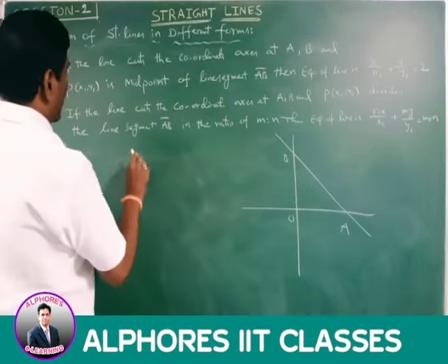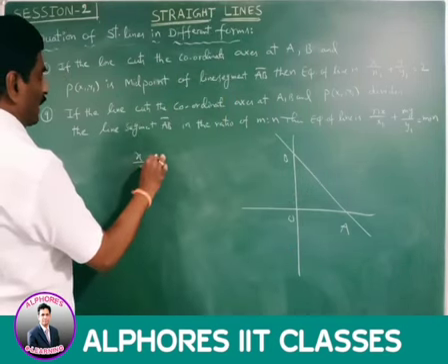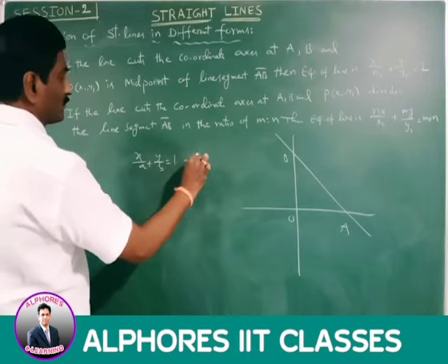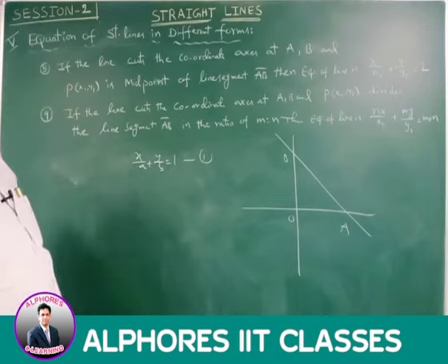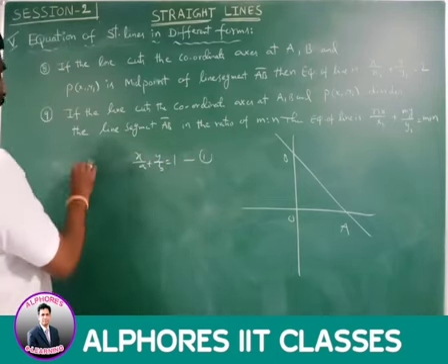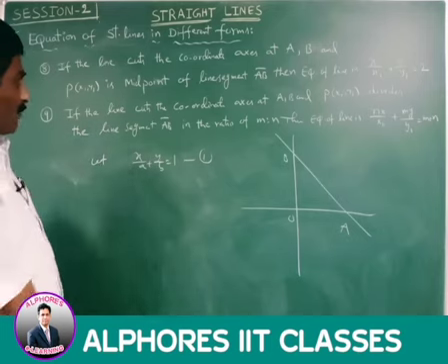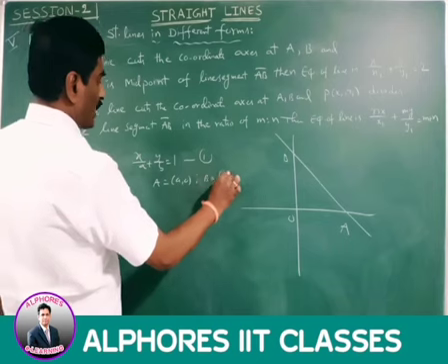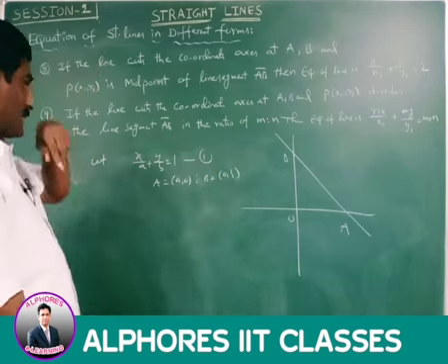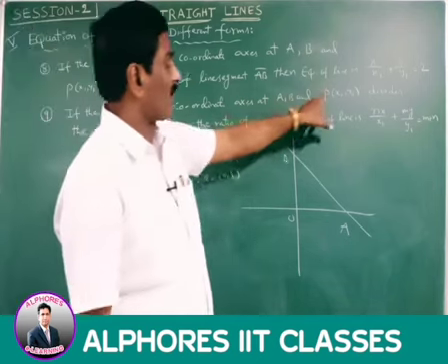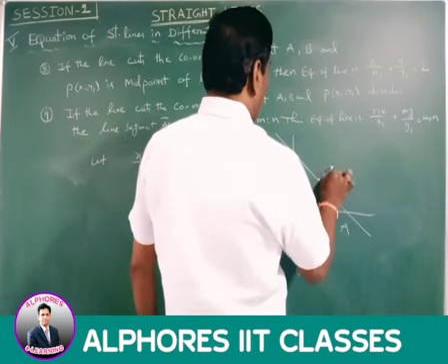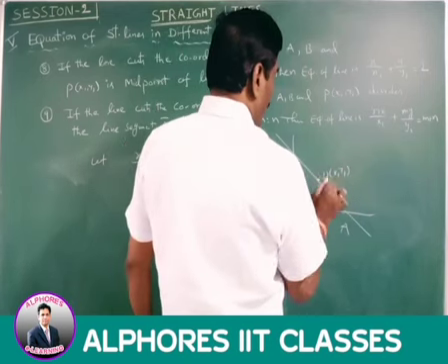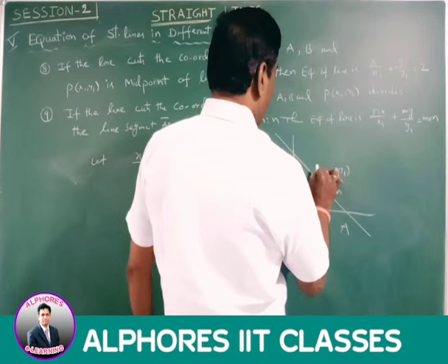First, let us assume the equation of the line is x/a + y/b = 1. It is the equation of the required line. What are the points? A is (a, 0), B is (0, b). Since the point P(x1, y1) divides the line segment AB in the ratio m:n.